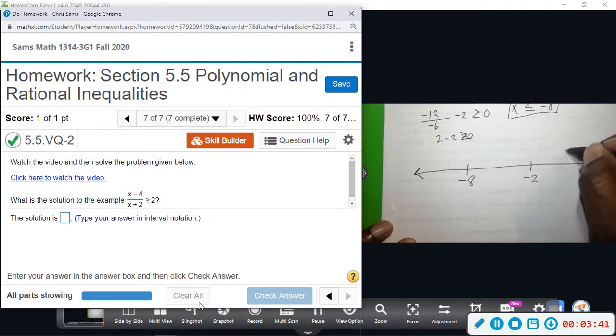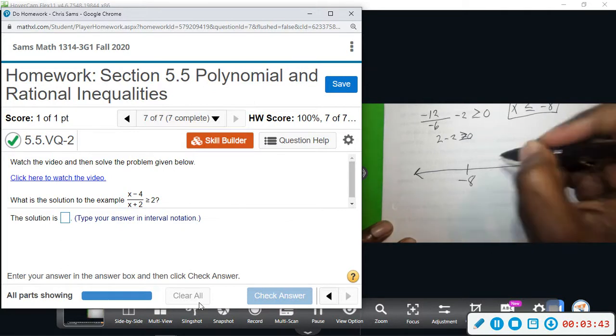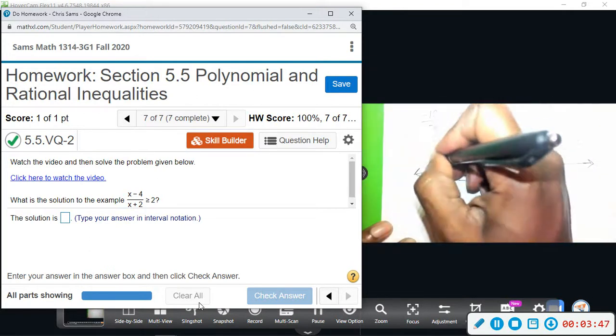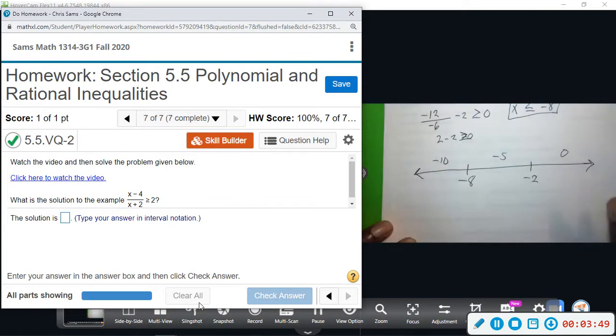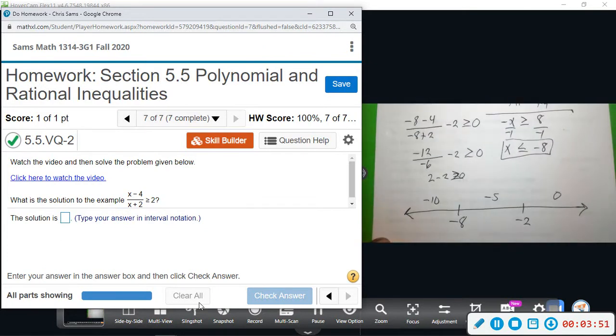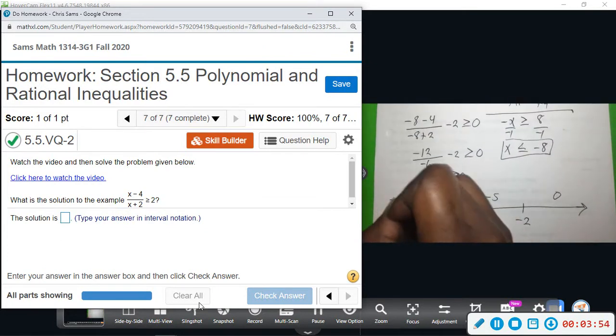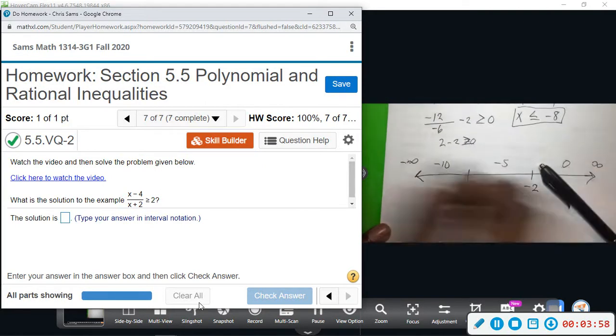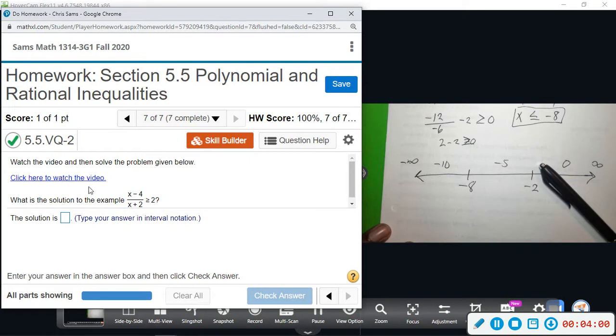Alright, so a number on this side we can check is 0. A number in between these guys, let's just do negative 5. And a number on the left side, negative 10. You can just pick any number in that area. And this is all the way to negative infinity and positive infinity. So instead of going up and down, I'm just going to refer to this screen. So here is our problem.